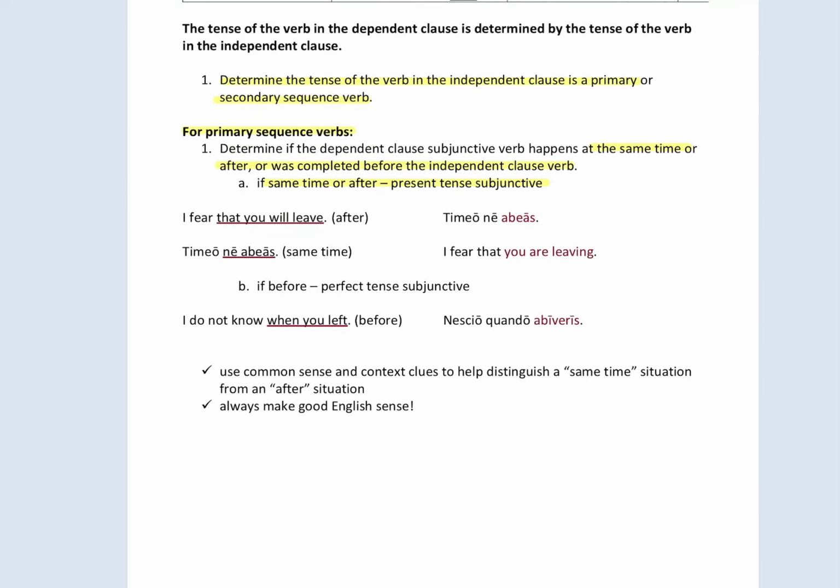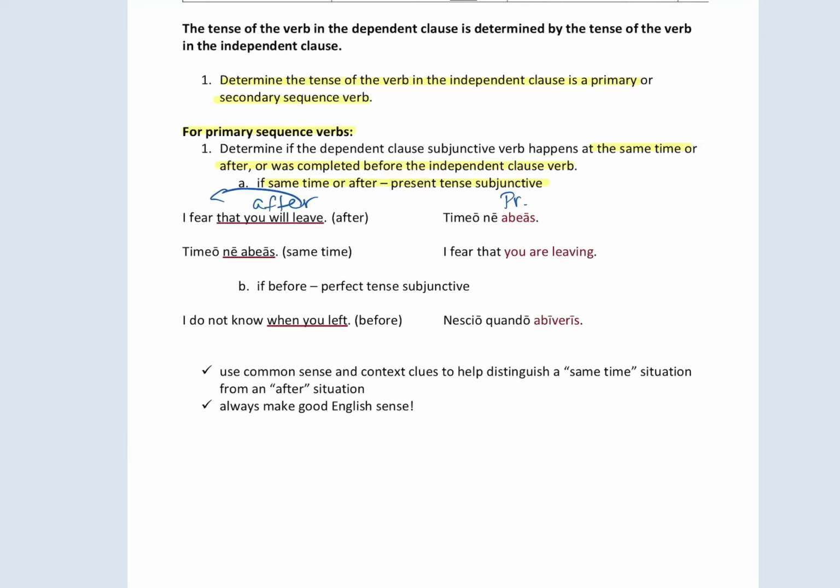So if I said, I fear that you will leave, right? The action is going to be completed. The leaving will happen after the fearing. So what you need to do is translate it as a present tense. Here it is right here, a present tense subjunctive.